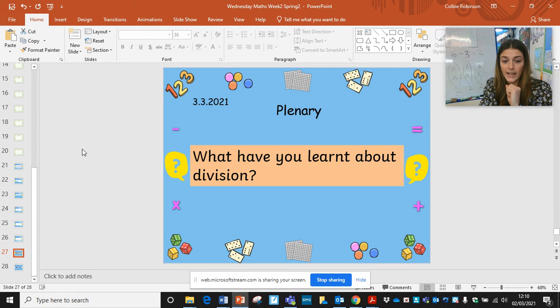And as always, I've put some of the answers on the slides for you, so don't peek. And think about your plenary, so rounding up your learning from today. So what have you learned about division? Thinking about your arrays, it's kind of your representation, your written method, okay? It's basically your jottings for division.